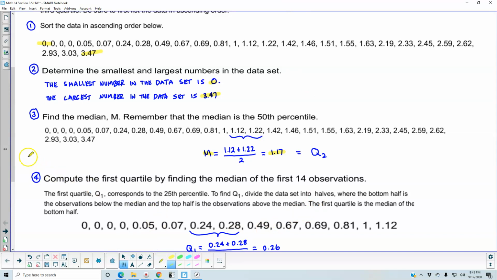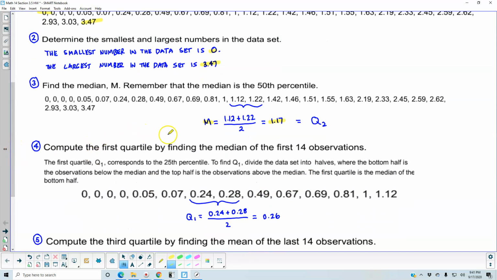Next, we then want to compute the first quartile by finding the median of the first 14 observations. So from 0 to 1.12, there is our data, and there's 14 values, which is an even amount of values. So in order to find the median of these values, we would have to find the average of the middle two. So 0.24 plus 0.28 divided by 2 gives us 0.26. So quartile 1 of the first 14 observations is 0.26.